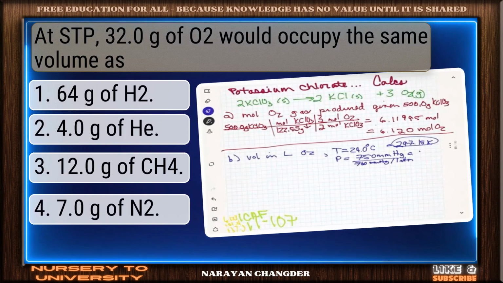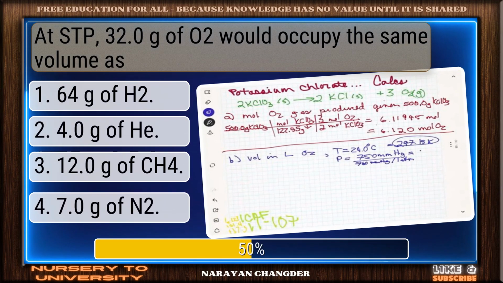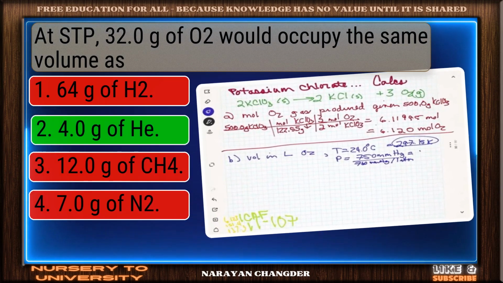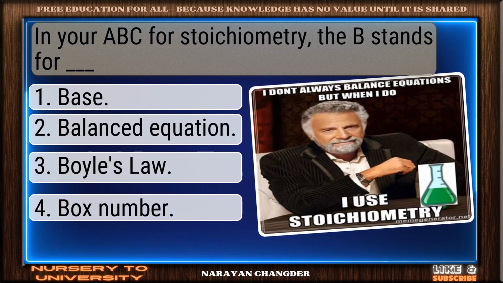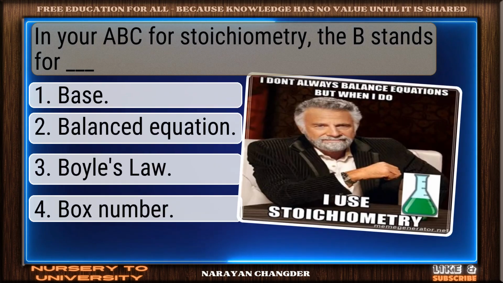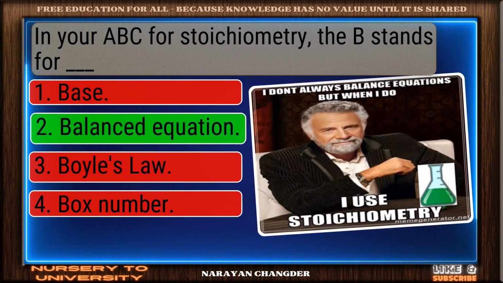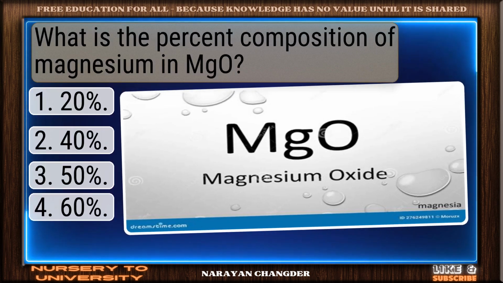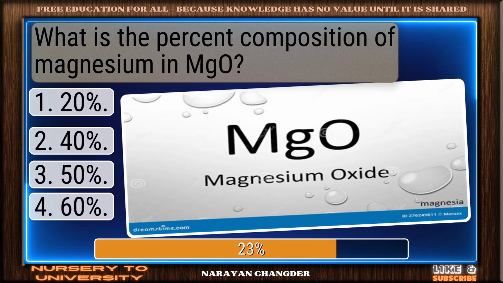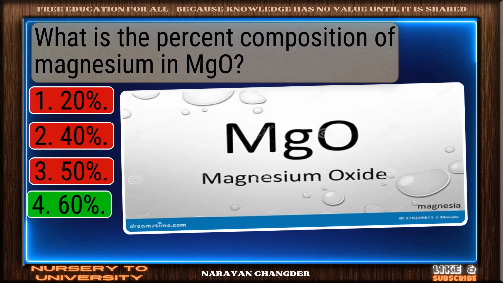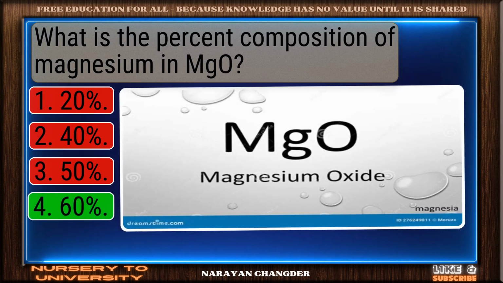At STP, 32.0 g of O2 would occupy the same volume as. You chose 4.0 g of He, and it is correct. In your ABC for stoichiometry, the B stands for dash. Valid point. Balanced equation is true. What is the percent composition of magnesium in MgO? Good job. Your answer, 60%, works well here.